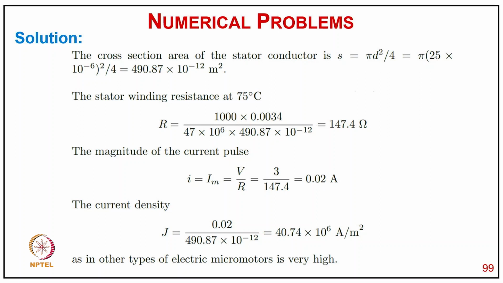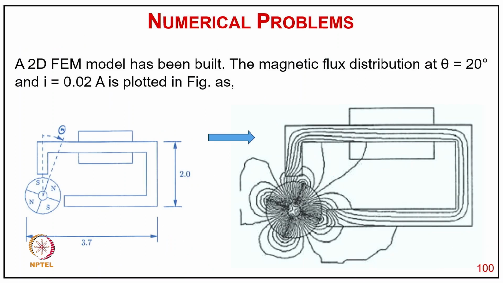Now coming to the solution, the cross section area of the stator conductor is S equal to pi d square by 4, that is, putting values it comes to 490.87 into 10 power minus 12 meter square. The stator winding resistance at 75 degrees Celsius, R75, equal to 147.4 ohm after putting values, and the magnitude of the current pulse is I equal to V upon R, that is 0.02 ampere, and the current density J equal to 0.02 divided by area comes to 40.74 into 10 power 6 ampere per meter square. For an electric micromotor, it is very high. So a 2D FEM model has been built. The magnetic flux distribution at theta equal to 1 degree and I equal to 0.02 is plotted in the figure.